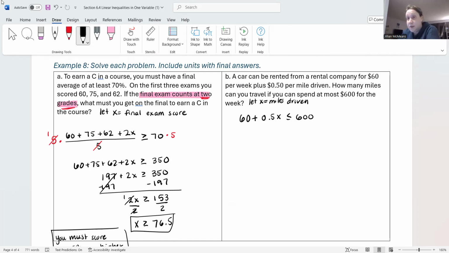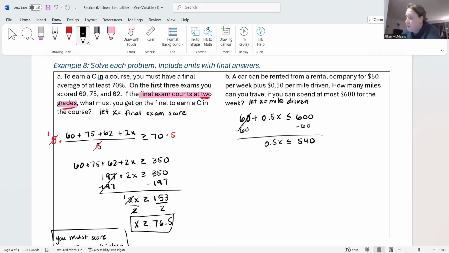So I want to isolate the term that contains the x, so I want to isolate 0.5x. To do that, I need to subtract 60. Well, on the left, 60 minus itself is 0. That leaves me with 0.5x is less than or equal to, don't put a 3, bless my heart, 540.